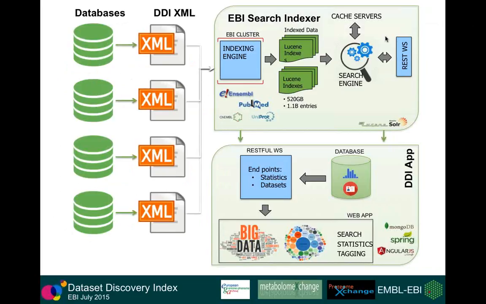The good thing about using the EBI Search infrastructure is that other databases like Ensembl, PubMed, UniProt, or ChEMBL are also indexed in this system. It will enable us to find those datasets using biological evidence, let's say protein IDs, or publication information from the abstract of the publication, or ChEMBL structures.